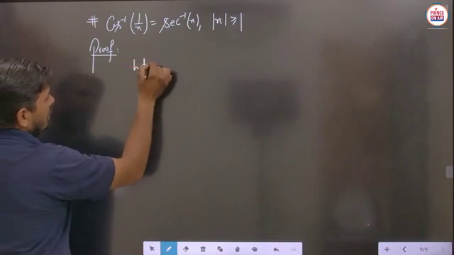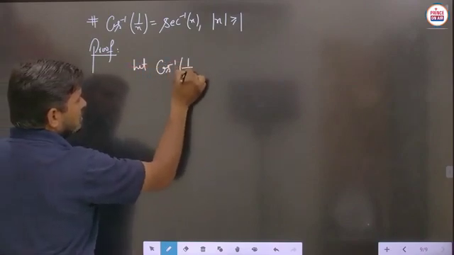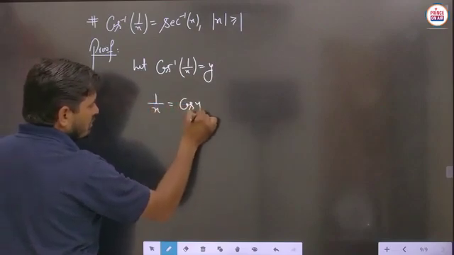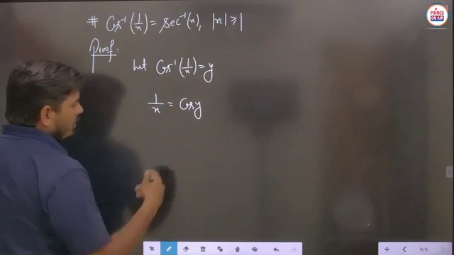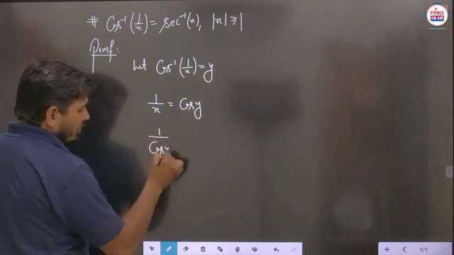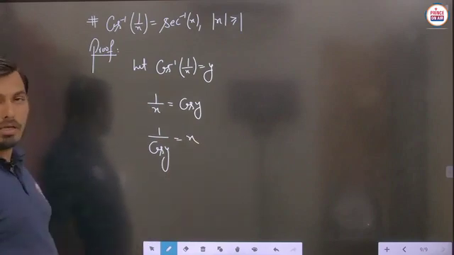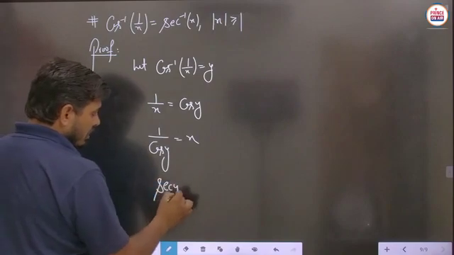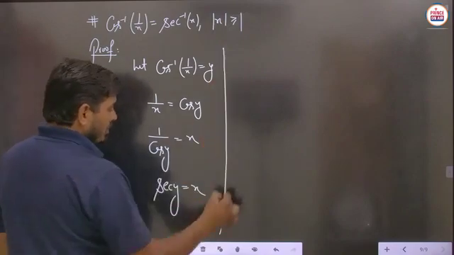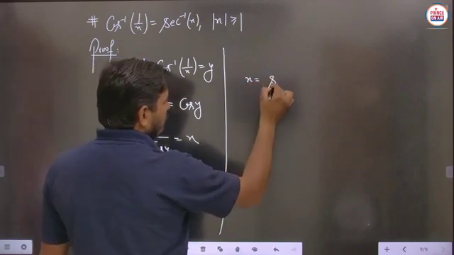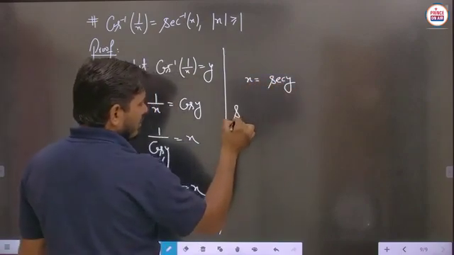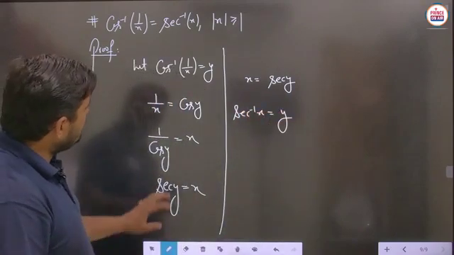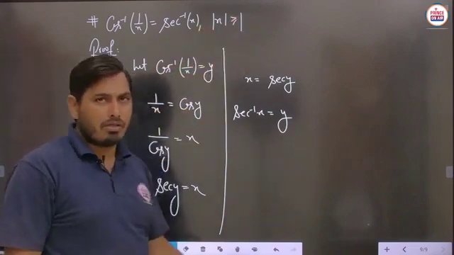Let cos inverse of 1 upon x be taken as y. Then definitely, student, 1 upon x will be written as cos y. Now you can say that 1 upon cos y will become x after the cross multiplication. Next, 1 upon cos y will be written as sec y. So sec y will be equal to x. Now if sec y equals x, then sec inverse x will be written as y, because you can check this whole part will be satisfied with this part, then you can just take the inverse, no problem.